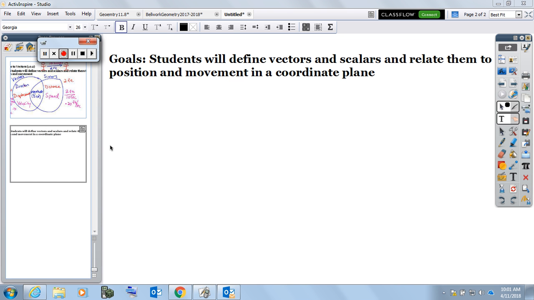Alright guys, in this video we're going to continue our talk about vectors. The change in the goal for this video, in comparison to the last one, is that now we are going to look at vectors and scalars and their relation with position and movement, but now put into a coordinate plane perspective, okay? We've already talked about how a vector has magnitude and a scalar has magnitude, but the difference is that the vector has direction.